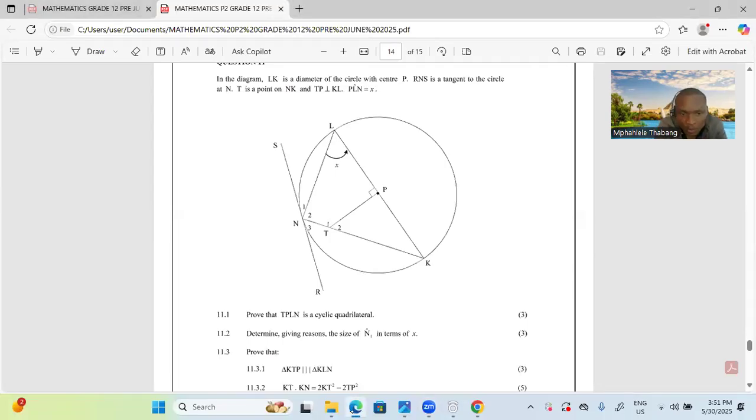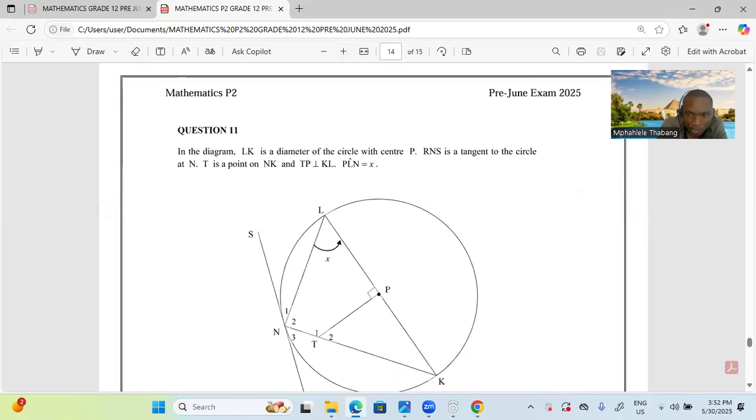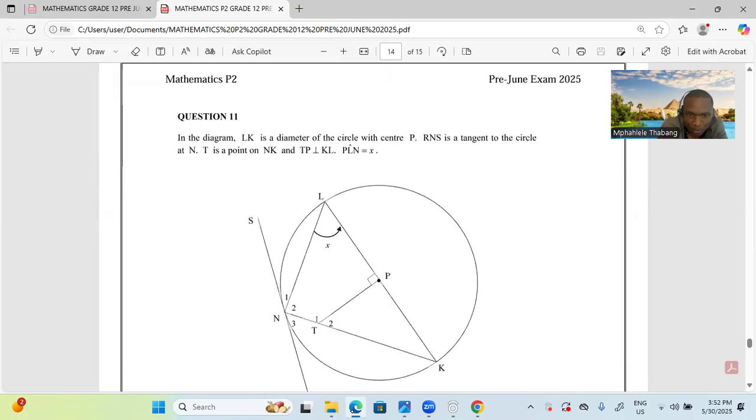Hello, grade 12s. Let's continue with question 11 of Euclidean Geometry pre-June exam 2025. So let us look at question 11. They are saying in the diagram, LK is a diameter of a circle with center P.